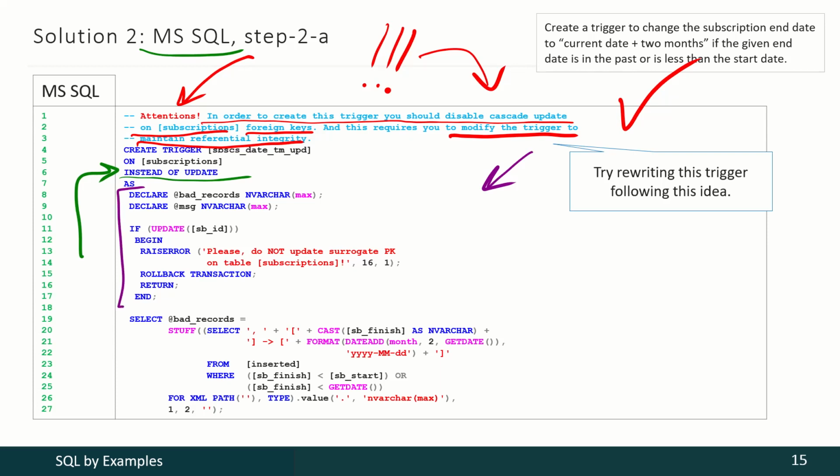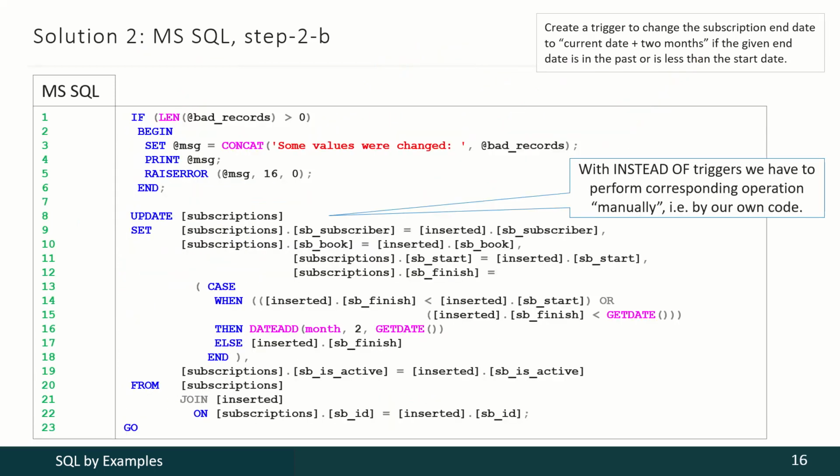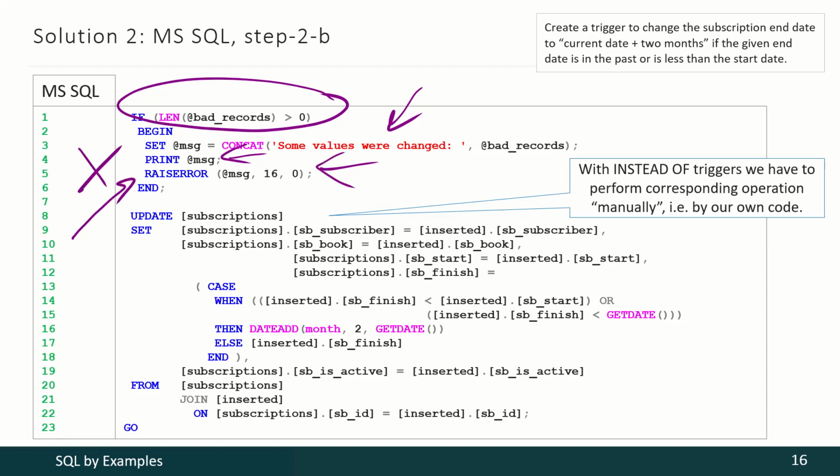First, we have to check if the primary key of the table is being updated. If it is, we have to roll back the transaction, otherwise we cannot perform the update operation itself. Then we have to produce the list of records that violate that rule. And if that list is not empty, we have to produce the final information message, we have to print it, and we have to raise an error situation, but we shall not perform the transaction rollback here. And finally, we have to perform the update operation itself.